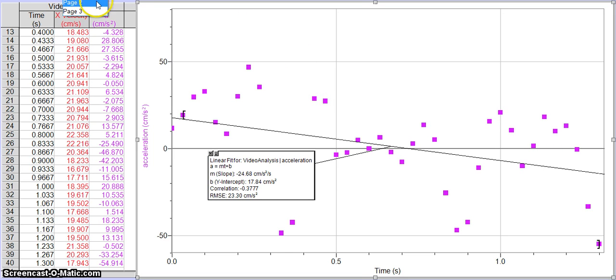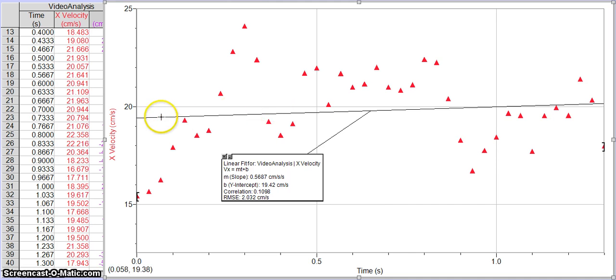But then if we go to our velocity time graph again, we can see that it is pretty darn close, because our slope is our acceleration, right? So if we just look at this, we can see that our acceleration is about 0 centimeters per second over second. And so that's really close to zero. So I would have based it off that rather than our acceleration time graph.